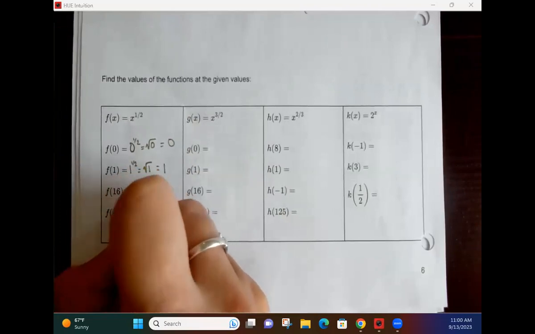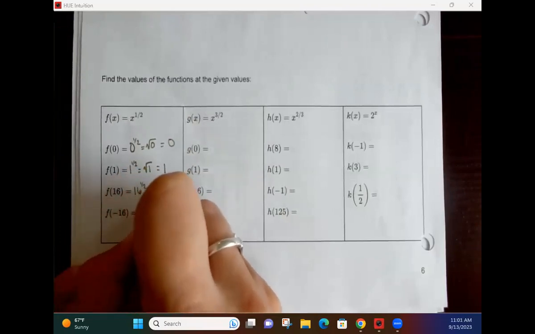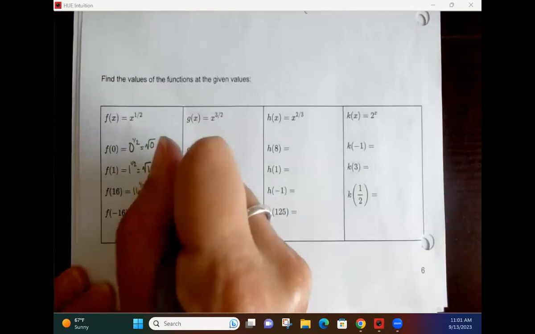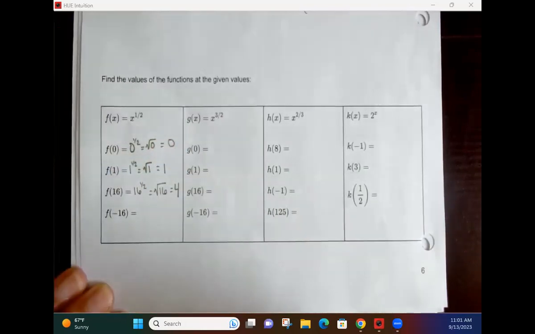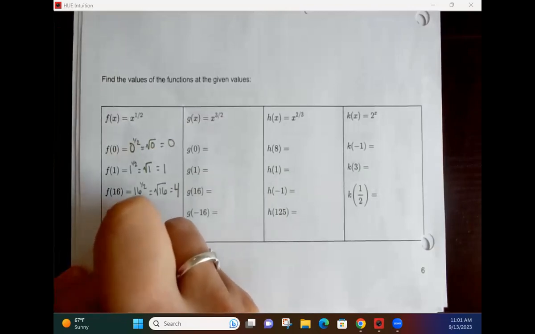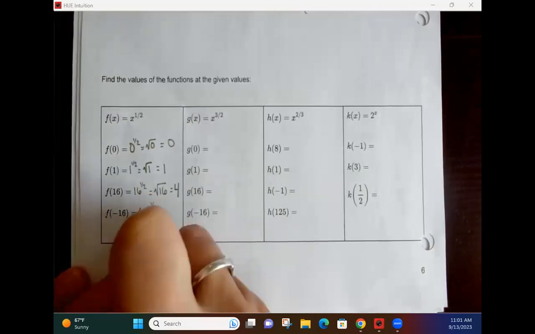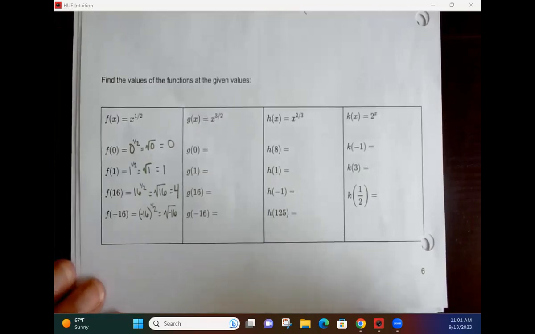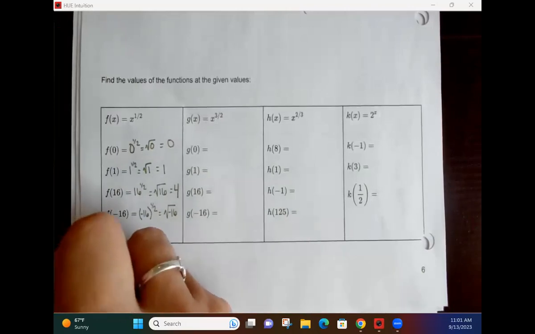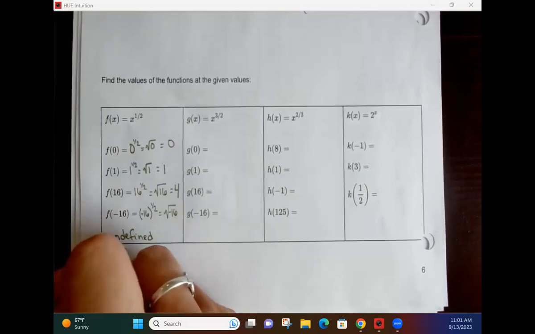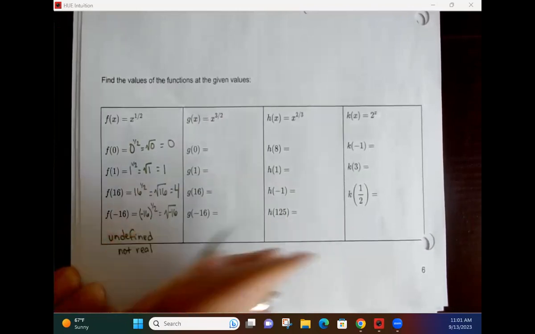16 to the 1/2 power would be the square root of 16. Do we know the square root of 16? 4. And then our last example for f, this would be -16 to the 1/2 power, which is the square root of -16. And what have we said about taking square roots of negative numbers? It's undefined, or we could say non-real. Undefined, not real.